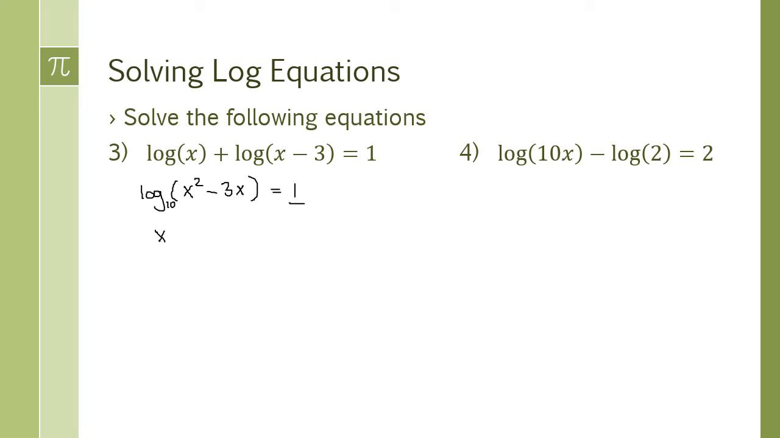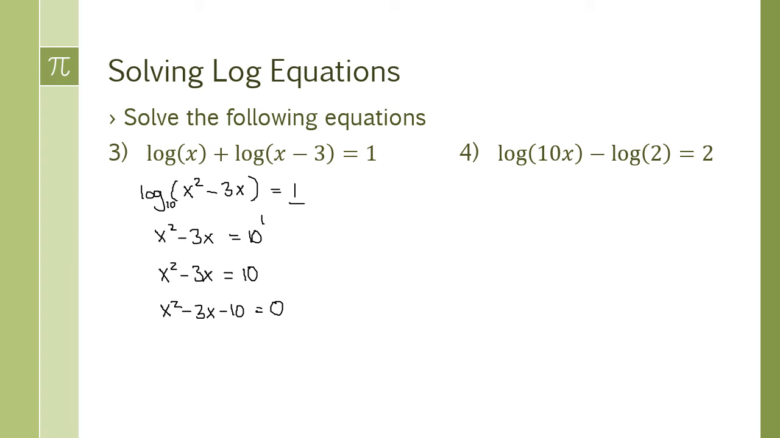So changing it over to exponential form, that argument x squared minus 3x is now by itself equal to base 10 to the power of 1, which is just 10. So x squared minus 3x equals 10. Now this time, we no longer have just a linear function. We have a quadratic, but we know how to solve those. I'll subtract 10 from both sides. X squared minus 3x minus 10 equals 0.